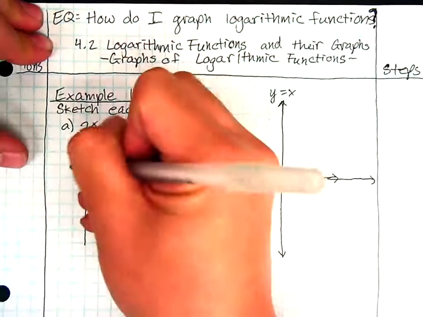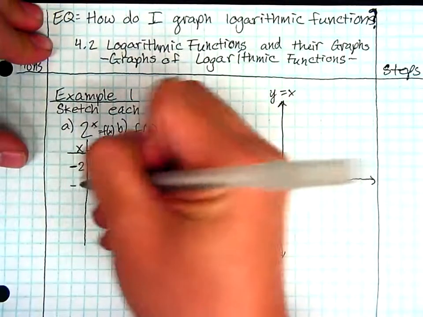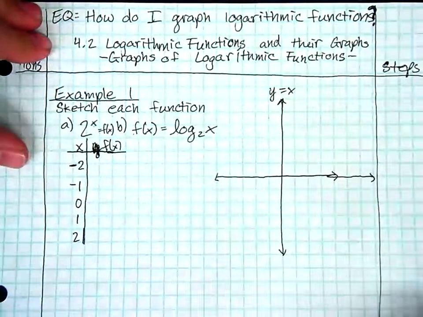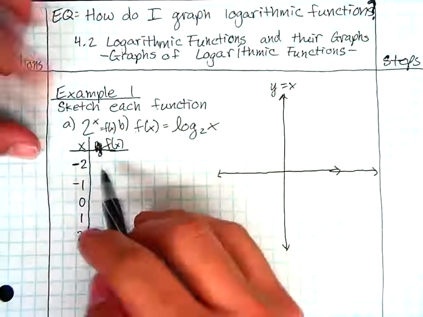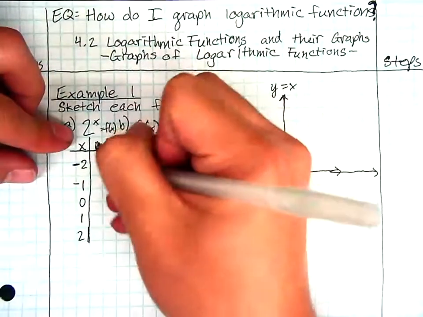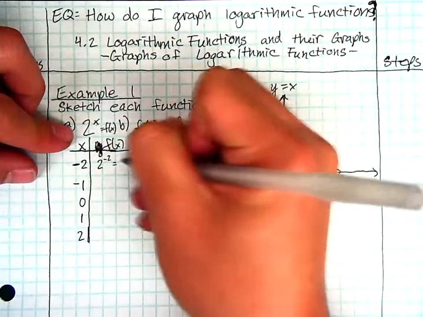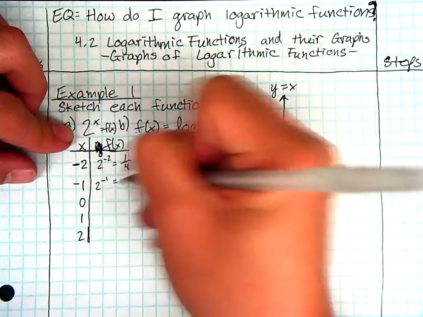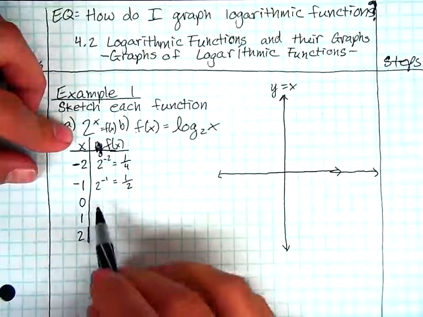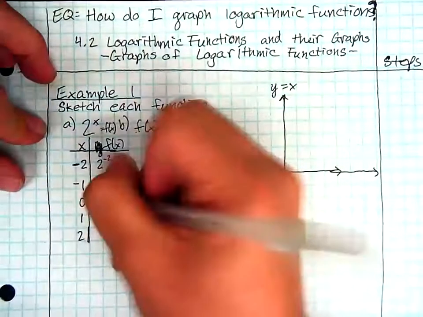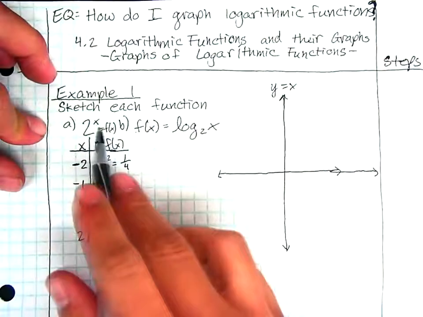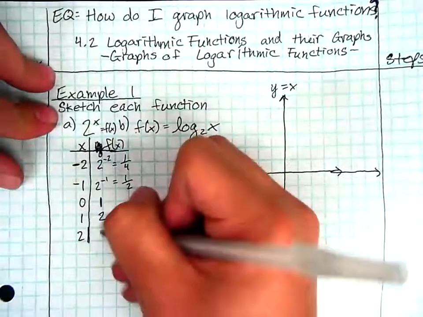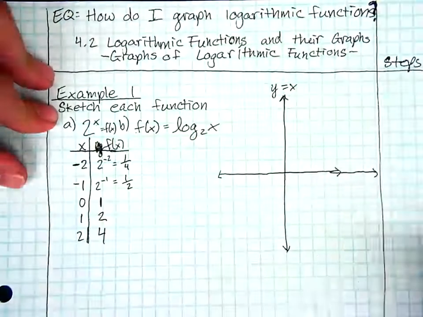I'm going to go ahead and choose a couple of points that will help me. I'll choose -2, -1, 0, 1, 2. These are my preferred points. It's easier to use these numbers. 2 to the -2 is the same thing as 1/4. 2 to the -1, same thing as 1/2. 2 to the 0, anything to the 0 power is going to be 1. 2 to the 1 is going to be 2. And 2 to the second power will be 4.